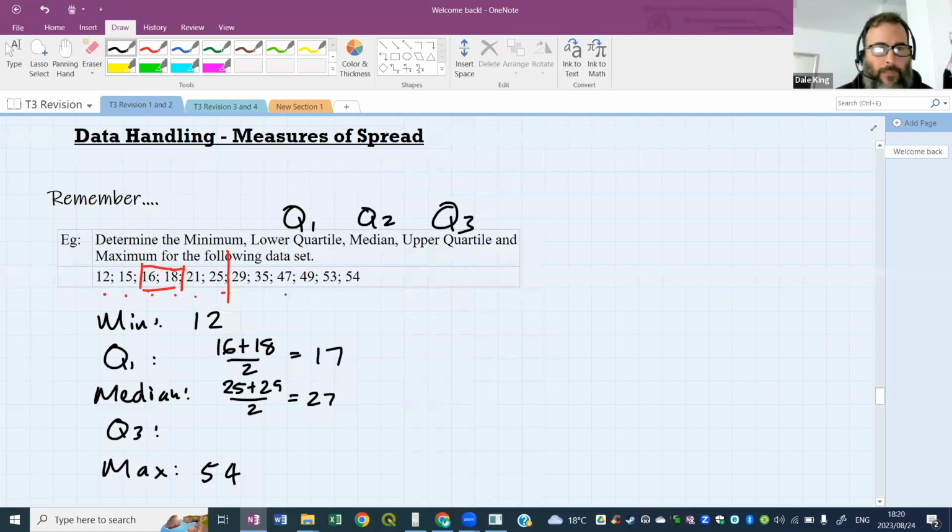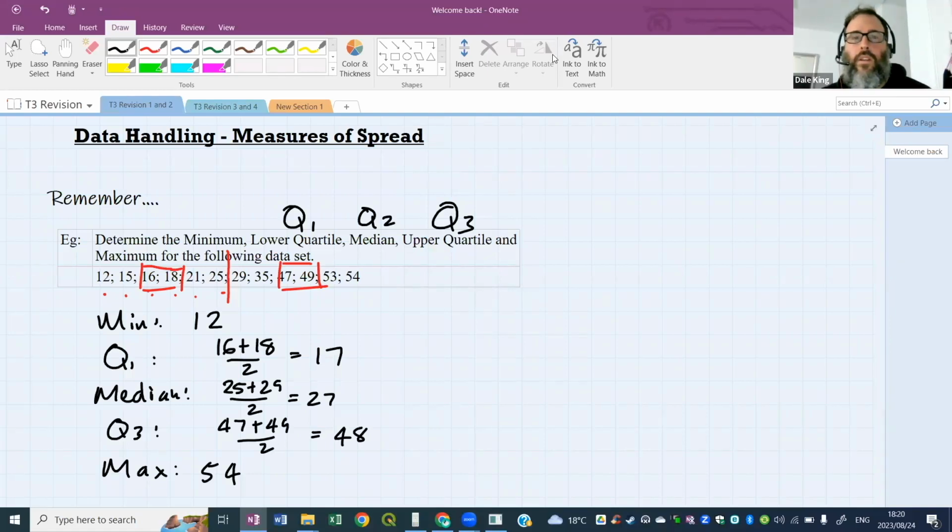And the top one? The middle numbers are 47 and 49. So you add those and divide by 2. Good. And that gives us 48. All right. Gabo, thank you so much for the help. I appreciate it. Thank you.